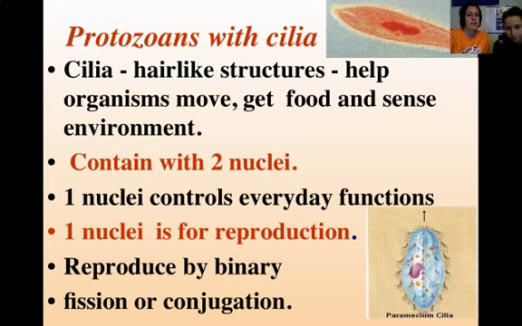The other is used for reproduction. And this reproduction is either asexual, through binary fission. Remember, that's the division of the cell or organism. And the other would be sexual reproduction, which is conjugation. That's whenever it creates a tube between another organism in order to pass on that genetic material.